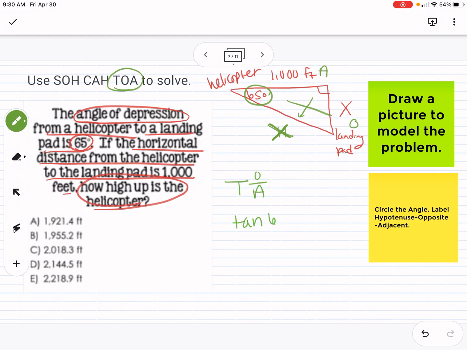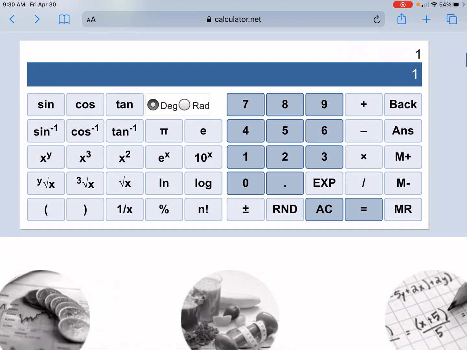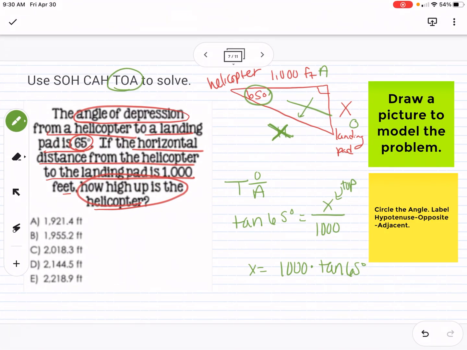So tan 65 degrees equals O, or X, over A, 1,000. Here X is on top, which means we're going to multiply. So we're going to do 1,000 times tan 65 degrees. This comes out to 2,144.5. Or answer choice D.